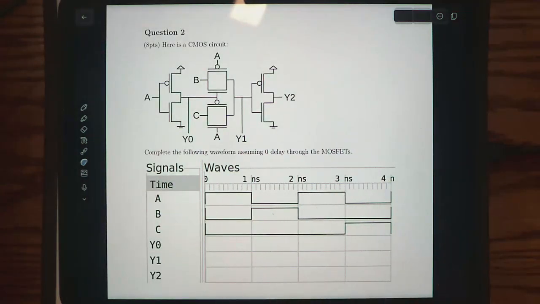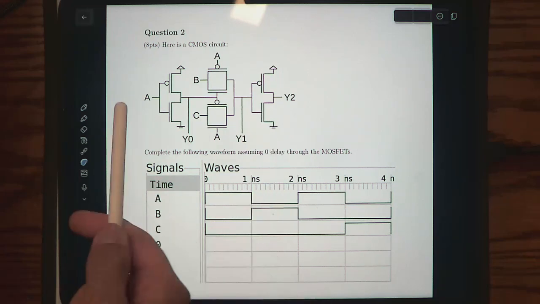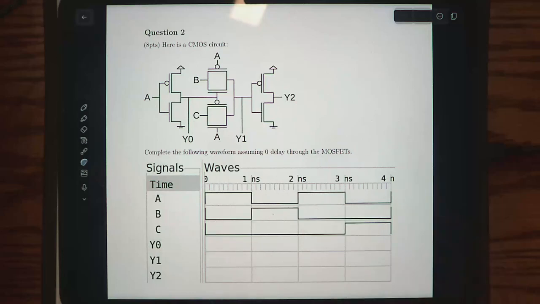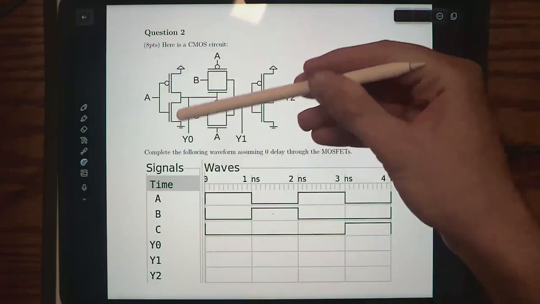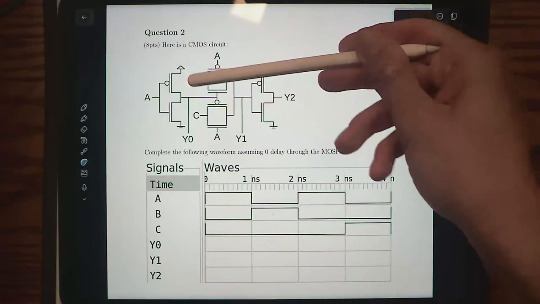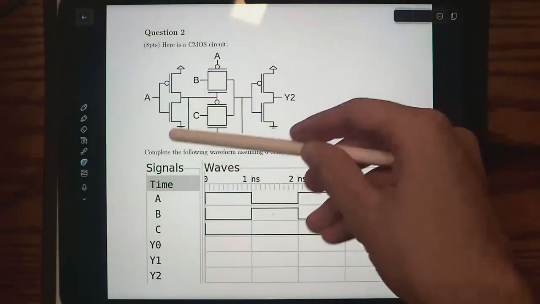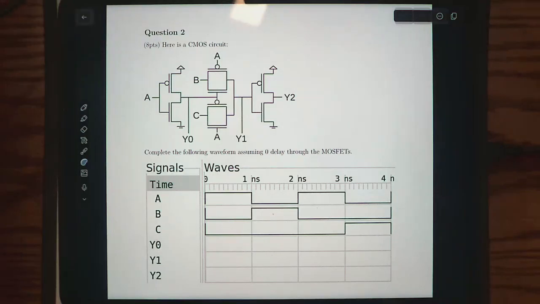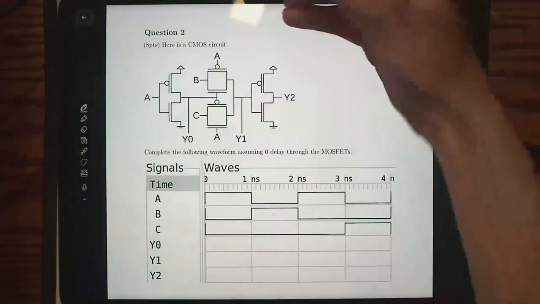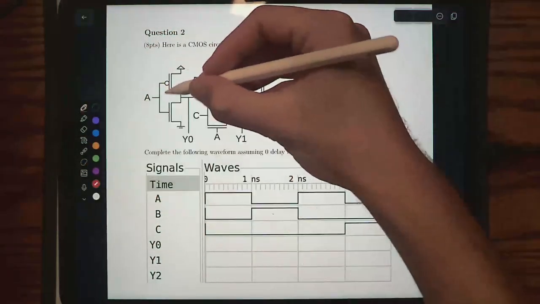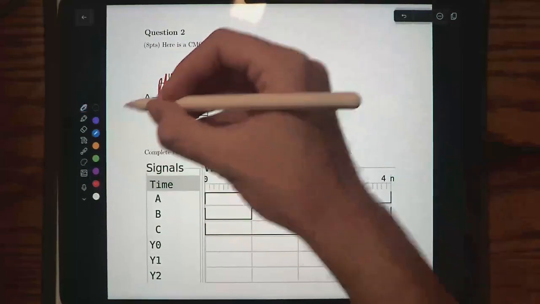Can anyone tell me the first thing that you noticed on this and that led you to the first thing that you filled in here? Yeah, right. This structure right here is an inverter. Whenever you have a PMOS on top and an NMOS on the bottom, and the gates are connected together, this is the exact same thing as an inverter. How many of you saw this and were like, oh, that's an inverter? Great, perfect. So we can basically ignore this whole thing right here, and this is just an inverter.